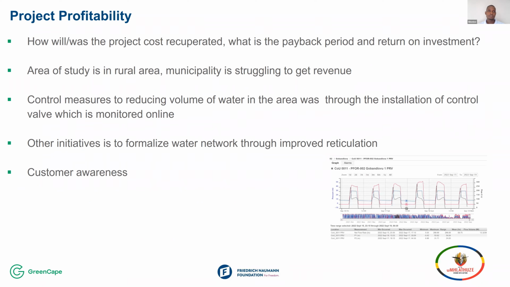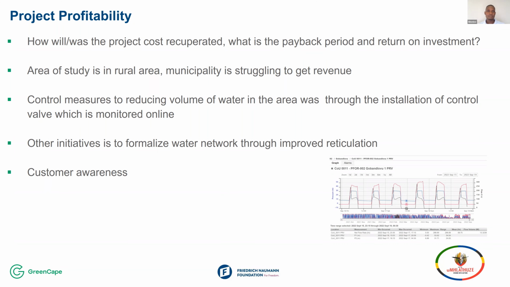And then, was the project profitable? To be honest, it wasn't, because the study area is a rural town where currently the municipality is struggling to gain any revenue in the area. Although there are some water meters in the area, it's not enough to cover and service everyone.